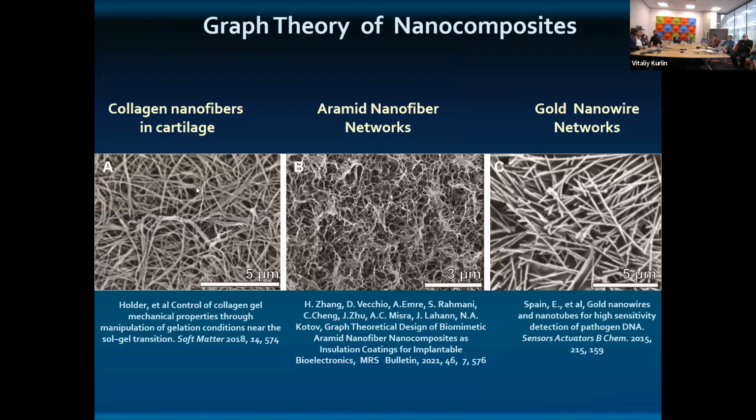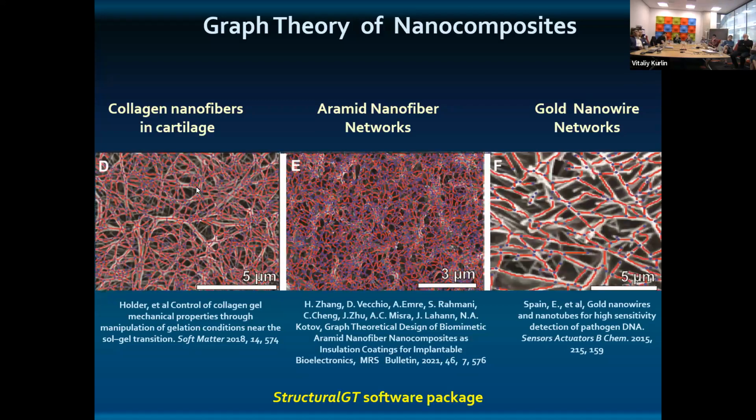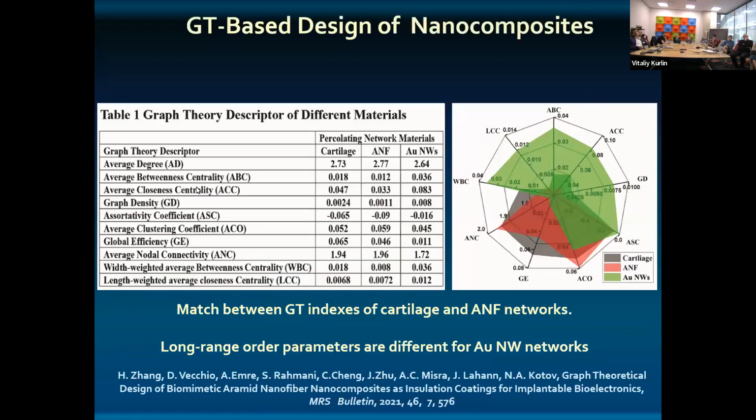So, first question first. Can we reproduce the structure of cartilage in something artificial? This is the cartilage. This is aramid nanofibers. These are gold nanowires. We extract the graph theory parameters here, and then plot them on a spider plot. You can see in the green that gold nanowires form a very different structure than the cartilage. But at the same time, the aramid nanofibers form a very similar one. All of the parameters here are very close to each other.